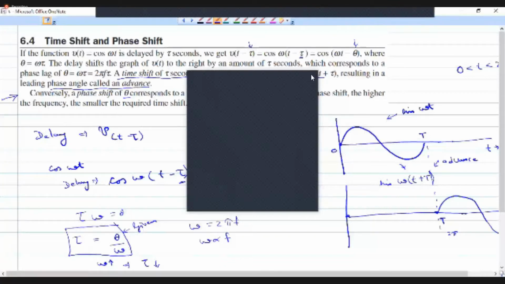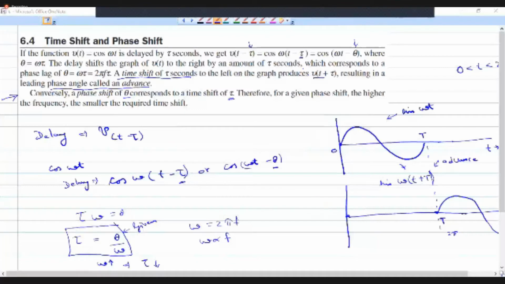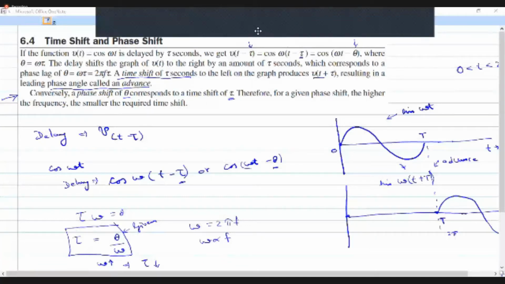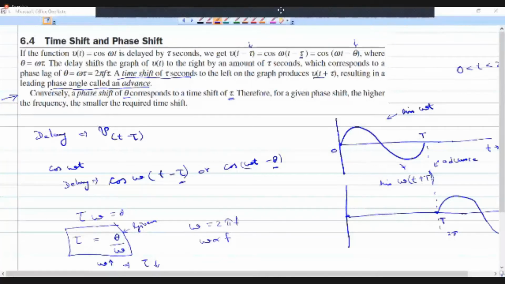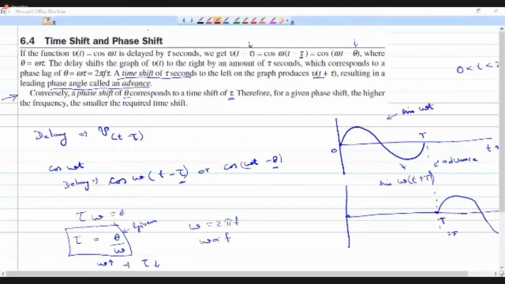Sanjay is telling video is not clear. Video clarity problem is there. I hope that it is somewhat visible. So shall I proceed? Did you understand the concept of time shift and phase shift? Are you able to understand?